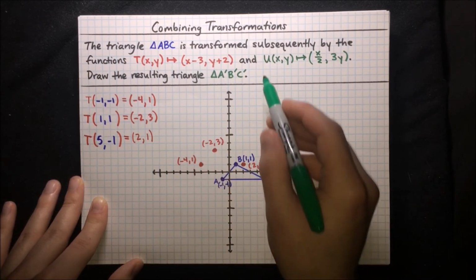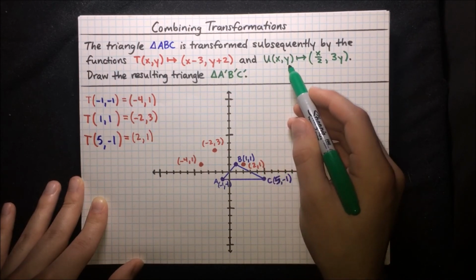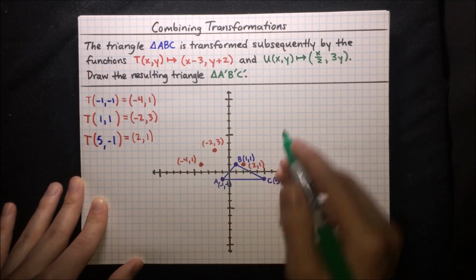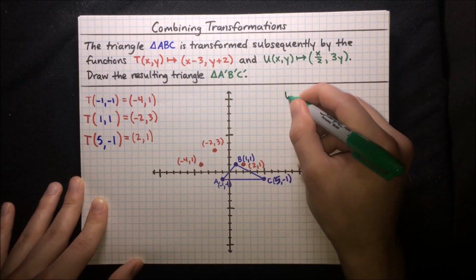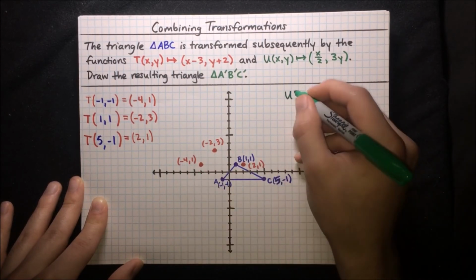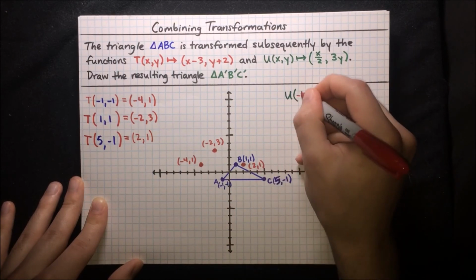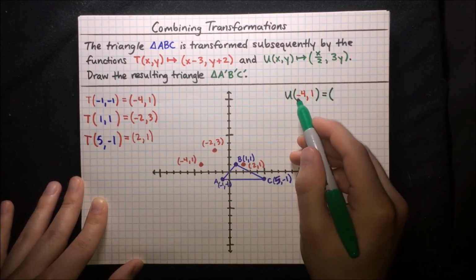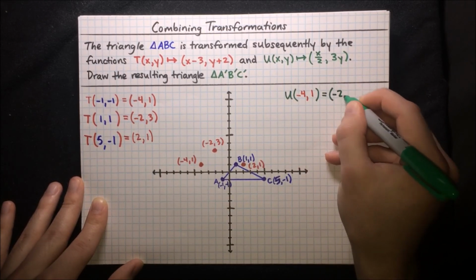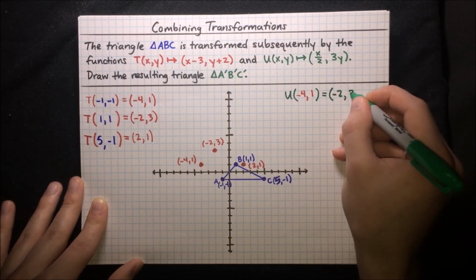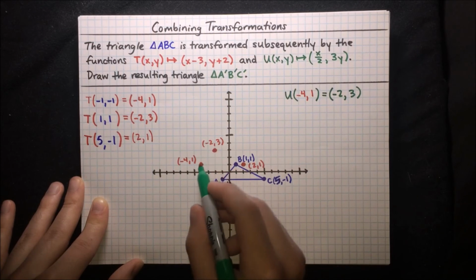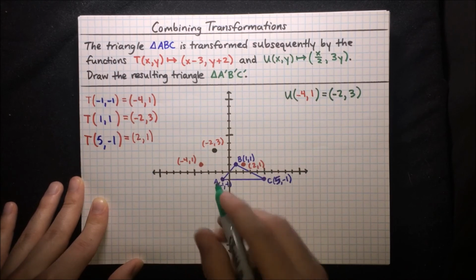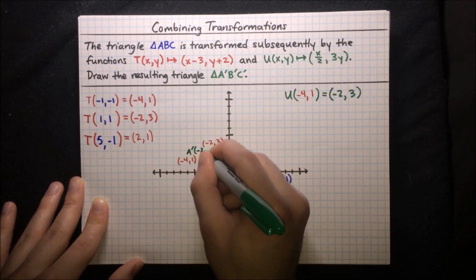Now the next transformation is u, which takes a point x, y and brings it to x over 2, 3y. So we'll have to apply u to each of these transformed points. First of all, let's apply u to the point -4, 1. So u of -4, 1 is equal to, well, x divided by 2, so -4 divided by 2, which is just -2, and then 3y, so 3 times 1, which is 3. So -2, 3. So this point actually moves over here up to where this point was. And that all comes from the point A, so this is A prime, -2, 3.